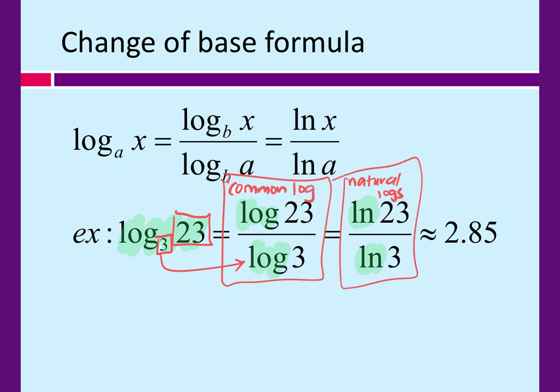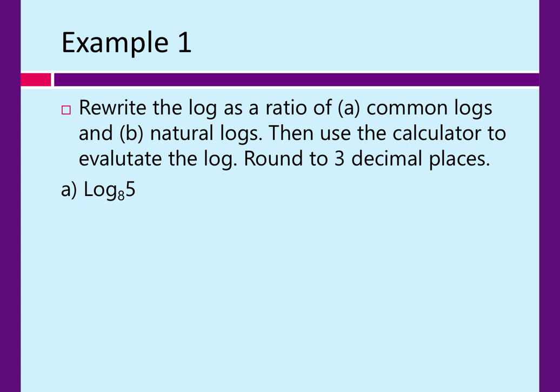So pull out your calculators and test it out. You would see something like this that says rewrite the log as a ratio of A, common logs, and B, natural logs, and then use the calculator to evaluate the log and round to 3 decimal places. This kind of question in parts could be on either the non-calc portion or the calc portion of your test. On the non-calc portion, it could ask you to just do A and B, where you rewrite this as a ratio of natural logs or common logs. Then obviously with your calculator, it could ask you for the second part.